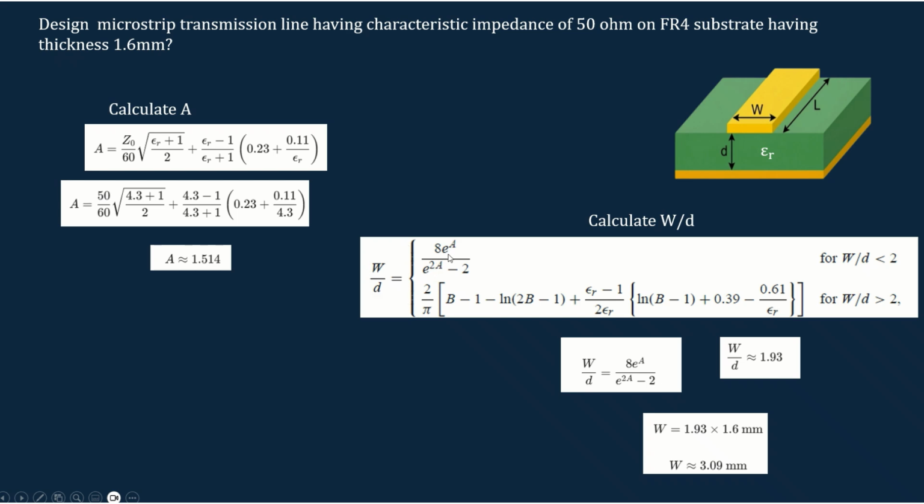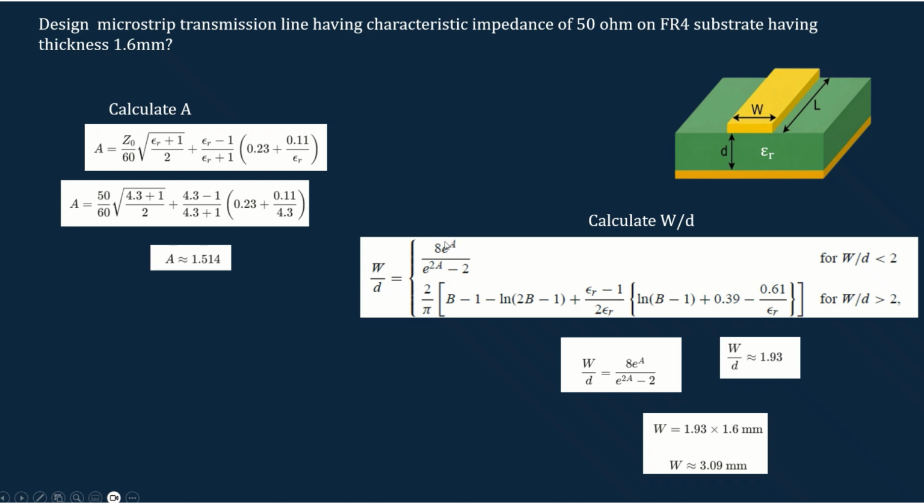This is a piecewise equation. Here you can see that the equation is divided into two, where W by D is less than 2 and W by D is greater than 2. In our previous video, we have seen that we will go with the first equation, and after calculating W by D, we will check if this condition is met, or if not met, then we will calculate again with the second equation. First of all, we will consider W by D is less than 2. Now we don't know the value of W by D, but we are going with the assumption that W by D is less than 2 and we are going to use this equation.